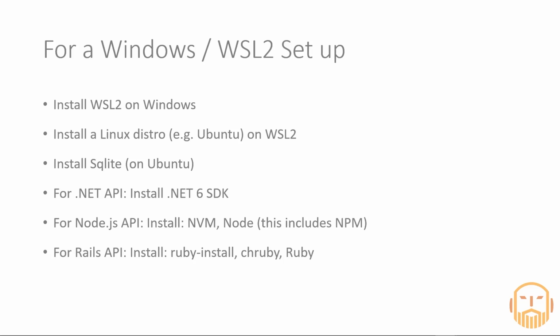And chruby is the application that allows you to switch between your installed versions of Ruby. So ruby-install is just to install, and then chruby to switch between those installed versions. And then finally, you will actually install the Ruby language using ruby-install. Once you get it up and running, it's a good way to manage Ruby and move between Ruby instances.